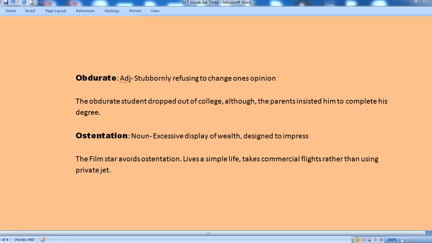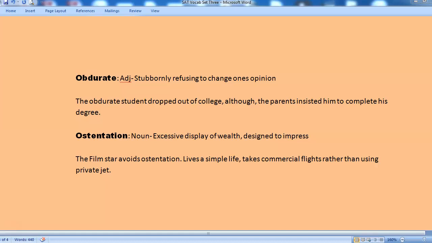The next word that we are looking at is obdurate. Obdurate is an adjective and what it means is stubbornly refusing to change one's opinion. The obdurate student dropped out of college, although the parents insisted he complete his degree. Or the obdurate student continued with the major wherein his professors had other ideas.